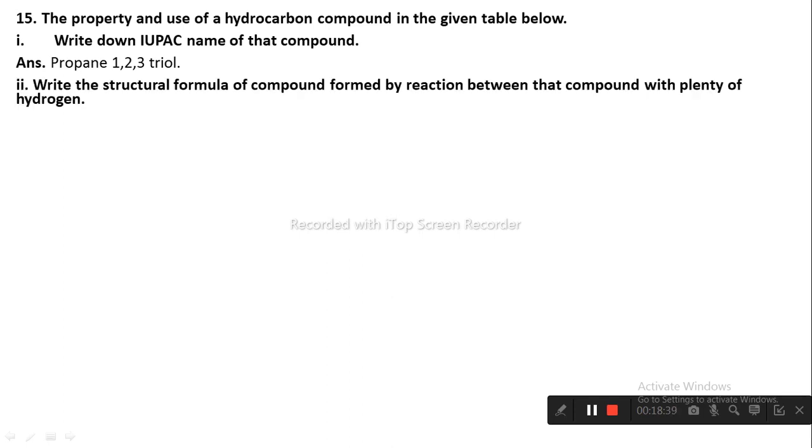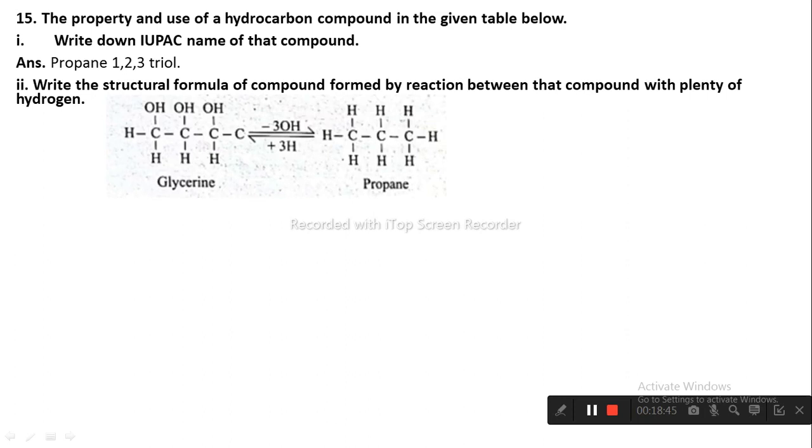Next one, what is the structural formula of the compound formed by the reaction between the compound and plenty of hydrogen? When glycerin reacts with plenty of hydrogen, it forms propane, as the OH groups are replaced by hydrogen.